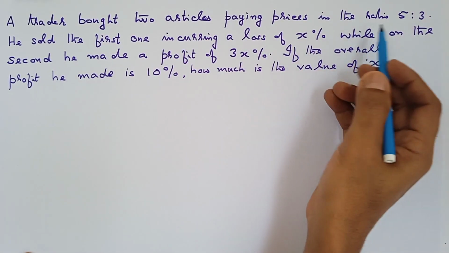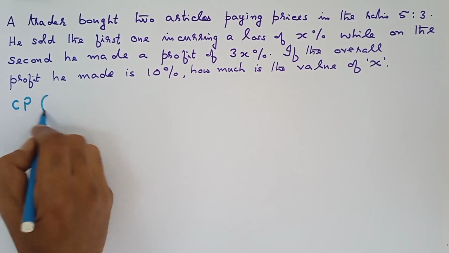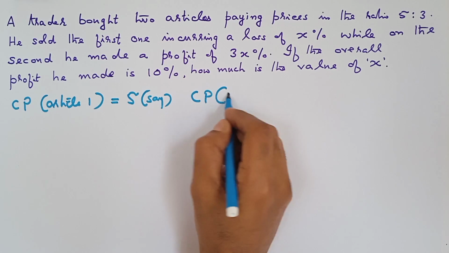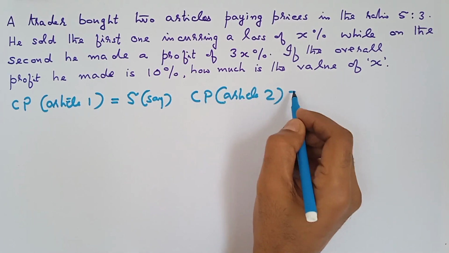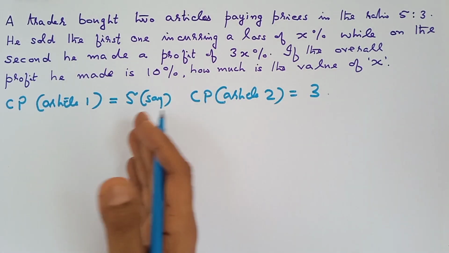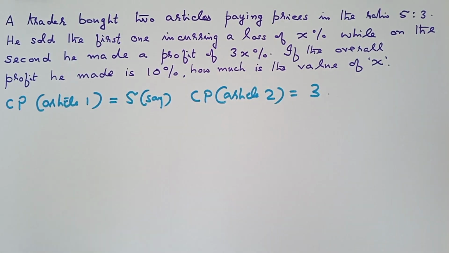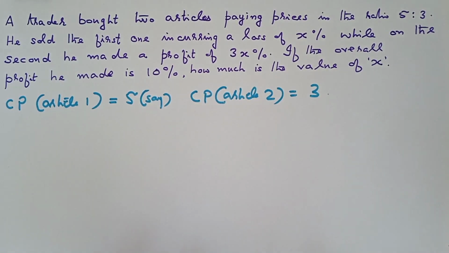The trader's CP is given as a ratio. Let me choose a CP of article 1 and CP of article 2. Strictly speaking, by the definition of ratio, this is 5 into something and that's 3 into something. But finally, you are finding the percentage, so whatever multiples you choose will get cancelled out. So I'm choosing 5 and 3 to make it easier.